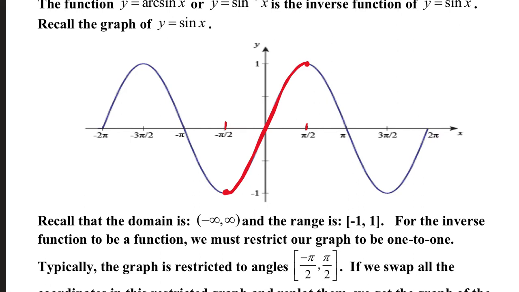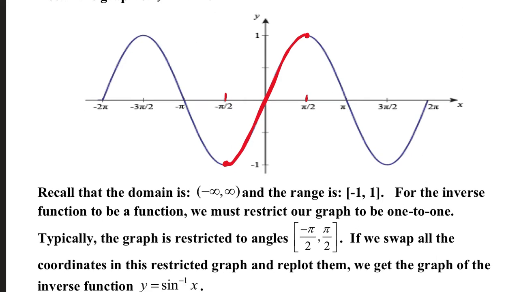For the inverse function to be a function, we're going to restrict our graph to be one-to-one, and again, that's the red portion that's highlighted. Typically, the graph is restricted from -π/2 to +π/2. Now, when we invert this red part of the graph, and we swap all the x and y coordinates, then we will have the graph of sine inverse x. So let's take a look at that.